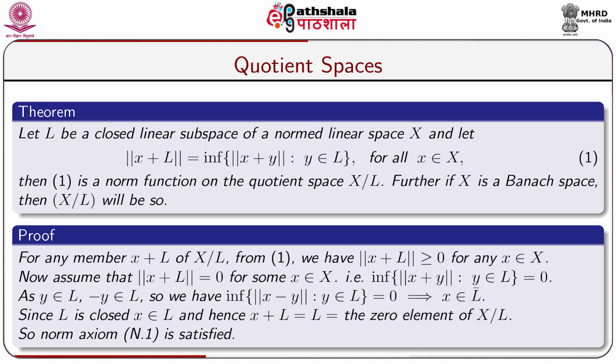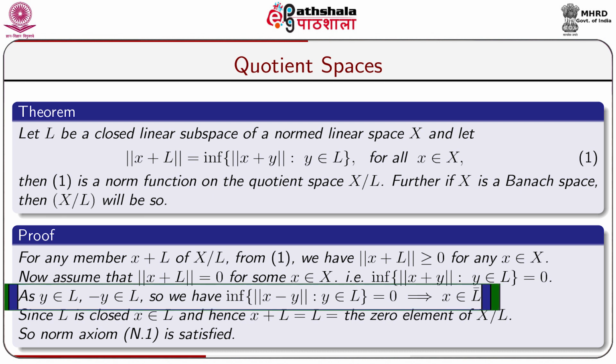As norm of X plus L is always greater than or equal to 0, the infimum is always greater than or equal to 0 for any X belonging to capital X. Now, assume that norm of X plus L equals 0 for some X belonging to capital X, that is, the infimum of all such norm X plus Y where Y belongs to L is equal to 0.